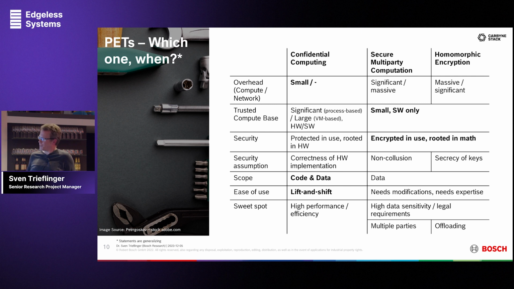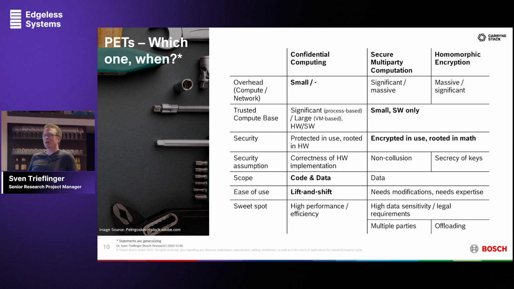Ease of use is also a big plus for confidential computing. As of today, you can just lift and shift, right? There is not much effort involved in this anymore. For secure multi-party computation and homomorphic encryption, it's a lot of effort. You basically have to rewrite your complete program for these kinds of architectures to make it work.